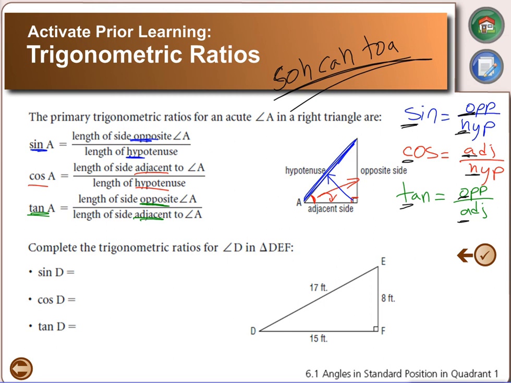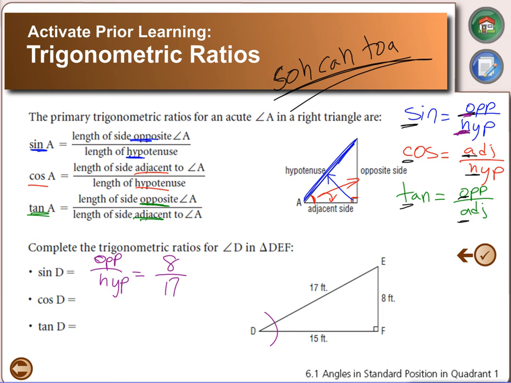Sine of angle D. So we're talking about angle D. The sine is our opposite compared to our hypotenuse. So the opposite side is 8. Well, let's write down opposite compared to hypotenuse. So 8 compared to the hypotenuse, and the hypotenuse is 17. We want to take that to lowest terms. Oh, it is lowest terms. That's where we stop. That's the ratio, the relationship.